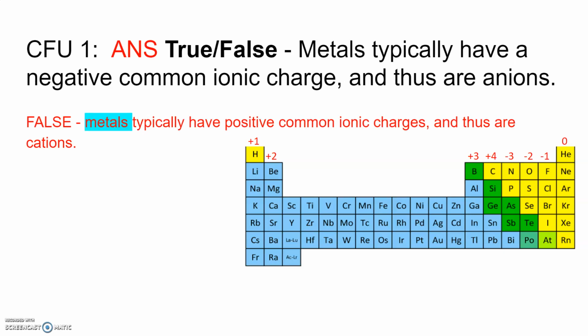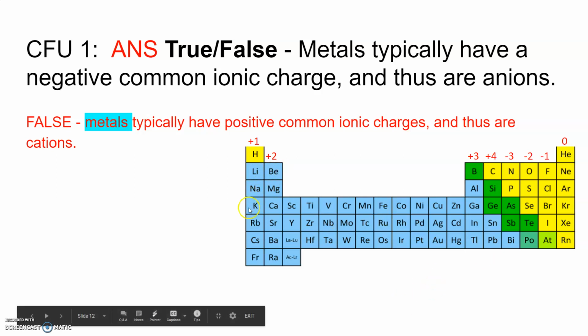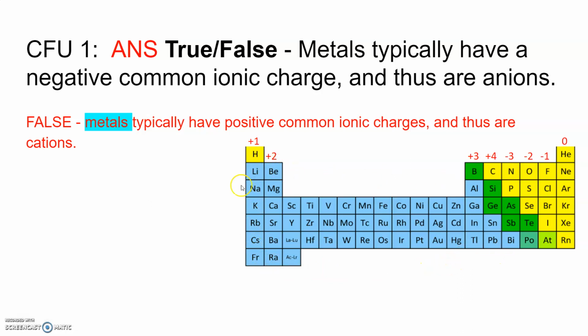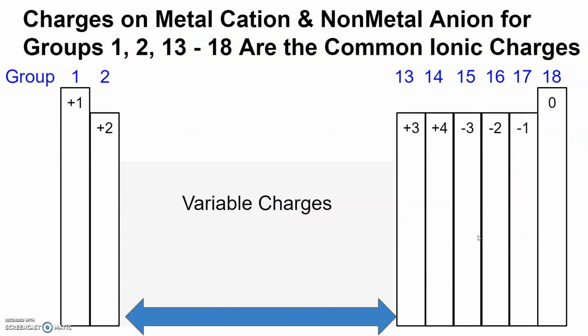Great, the answer is false. Metals typically have a positive common ionic charge and are called cations. So positive charge is the cation. And you can sort of see that here in the periodic table. The blue section represents our metals, and you notice where the metals are, they are in groups that have positive ionic charges.